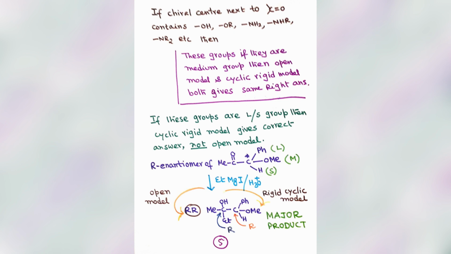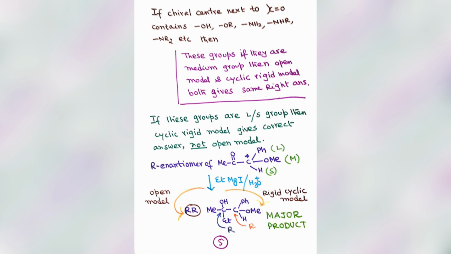Now coming to the other variation of this Cram's rule, if the chiral center contains the oxygen or the nitrogen containing group next to the C double bond O, in that case the Cram's cyclic rigid model we have to apply in order to identify which diastereomer will be the major one correctly.